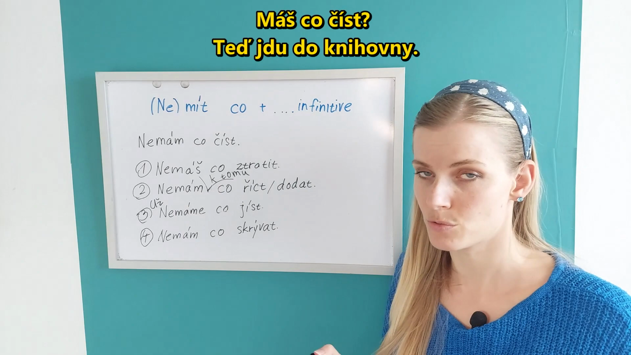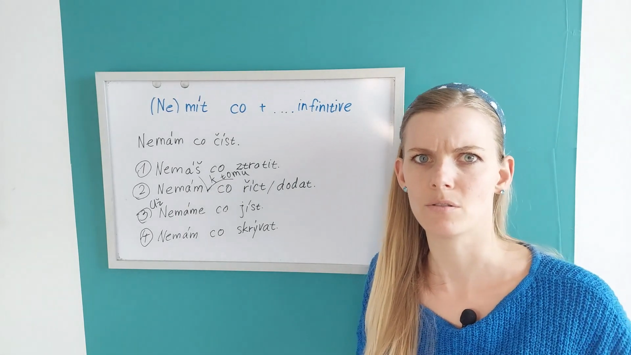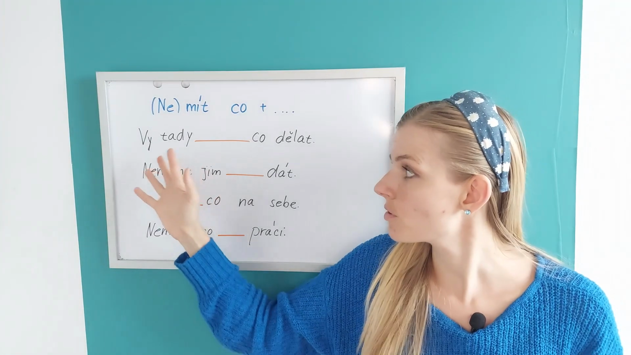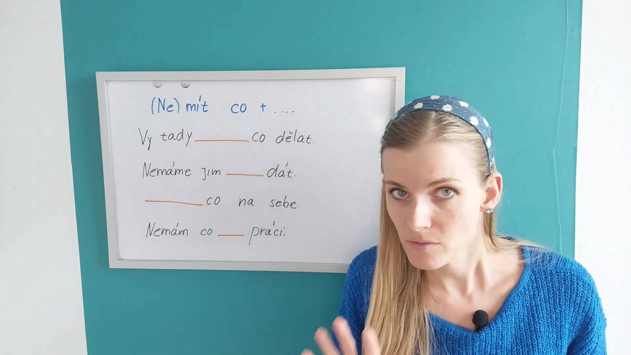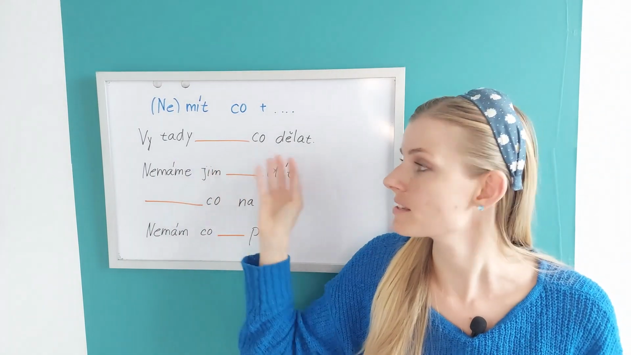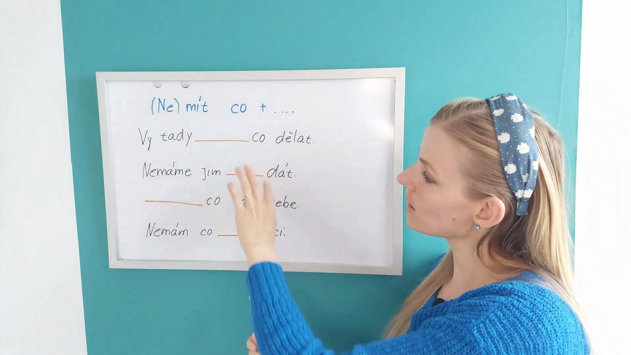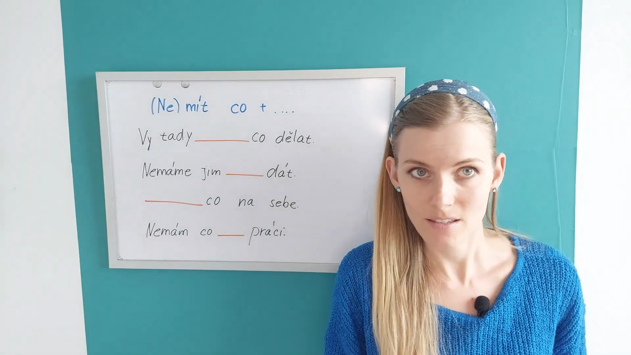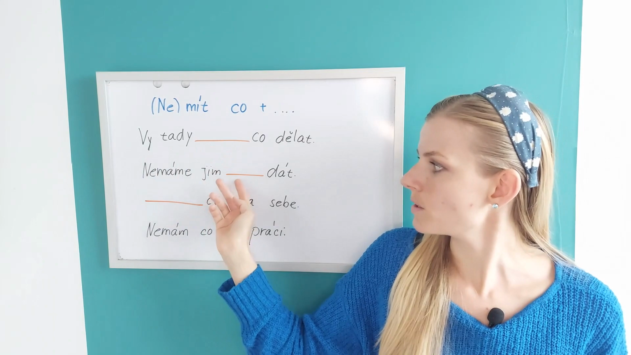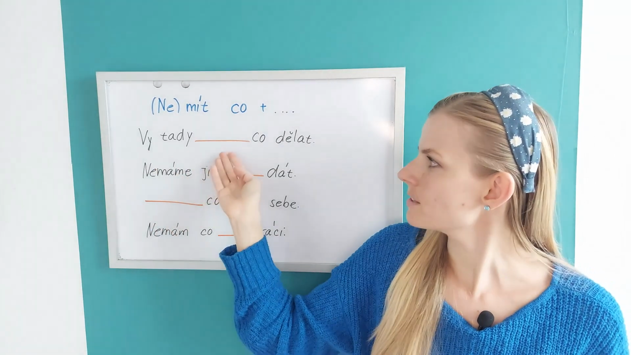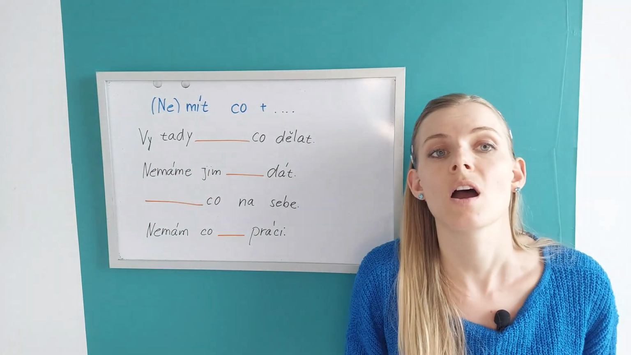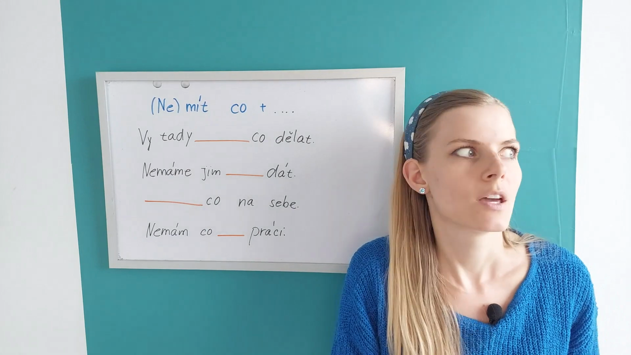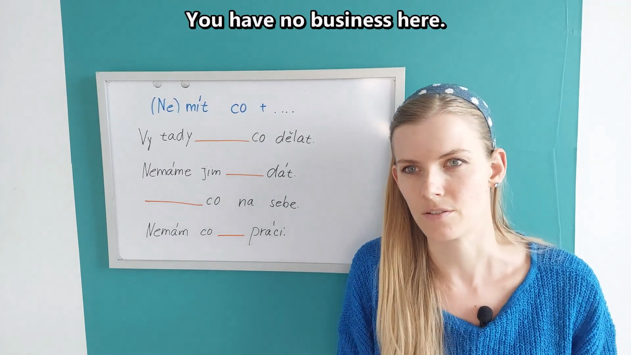Do you have enough to read? I'm going to the library now. Let's look at 4 more sentences that have more components in the sentence. Let's work together. I decided to make this as a little bit of an exercise. In each sentence there is one word missing. The first sentence wants to say, you have nothing to do here, as in you have no business here.